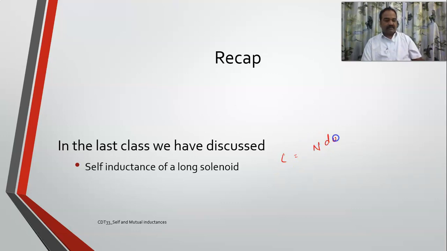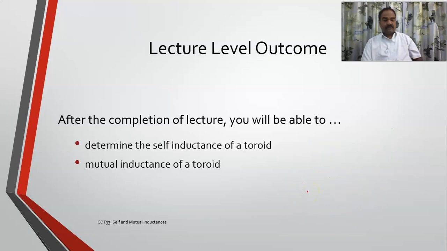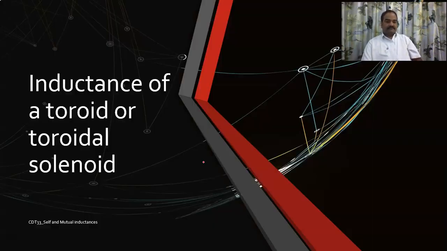One was N d phi by di. If phi was constant, then we use N phi by I, and if we have the length and area of cross section of a solenoid, we employ this particular equation for determining the inductance of a solenoid, right? So now in today's class we will see how to determine the self-inductance of a toroid and also the mutual inductance of a toroid.